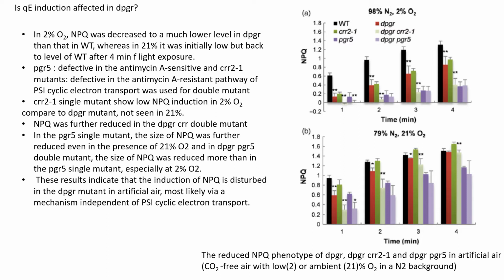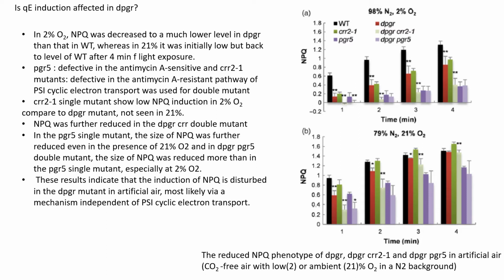So these results indicate that the induction of NPQ is disturbed in the DPGR mutant in artificial air, and this disturbance is most likely via a mechanism that is independent of the cyclic electron transport, because we checked the cyclic electron transport by mutating the other two kinds of protein transporters that are present, PGR5 and CRR2-1.